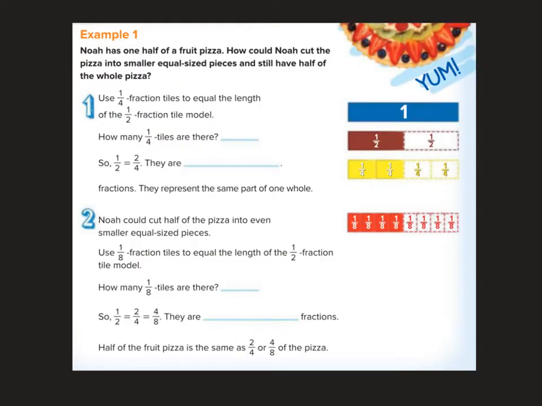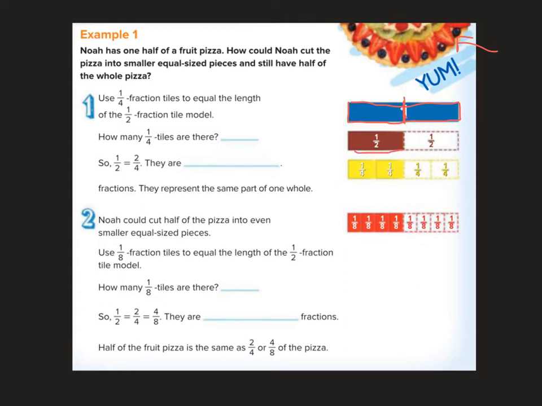All right, Noah has 1/2 of a fruit pizza. Here's a little chunk of it right here. How could Noah cut the pizza into smaller, equal-sized pieces and still have half of the whole pizza? So this is kind of an example I just gave. If I have 1 whole pizza here on my fraction strips, and I'm going to eat half of it, right? So that's represented by this fraction strip.